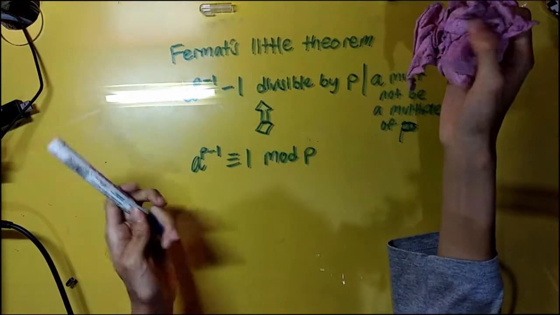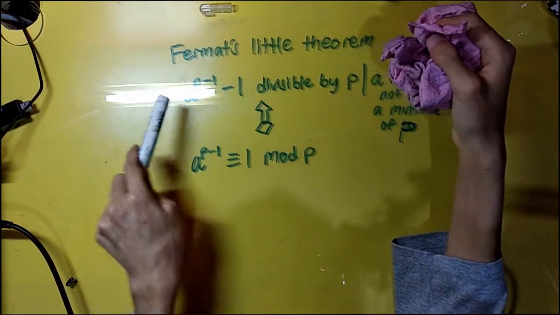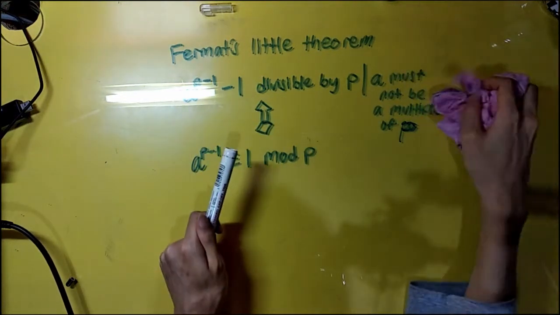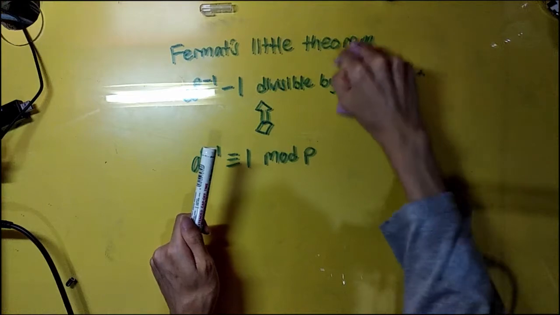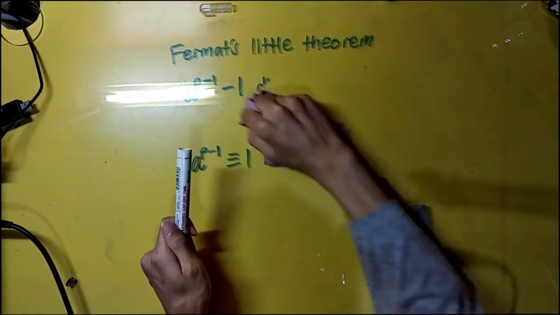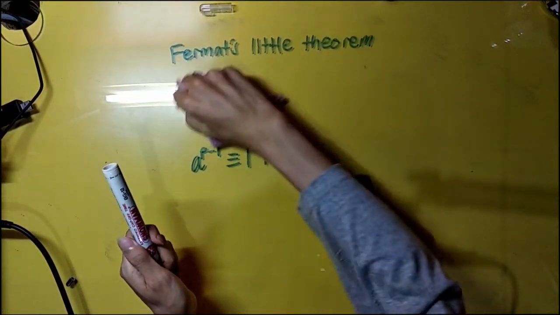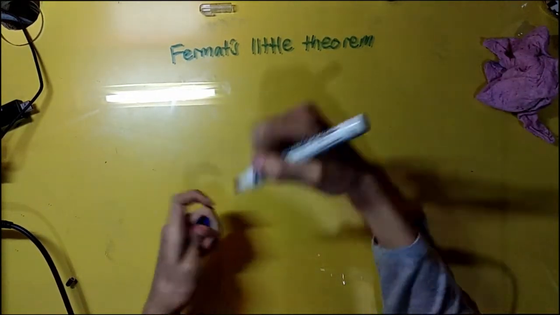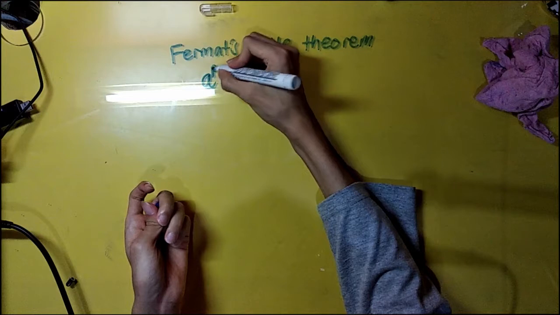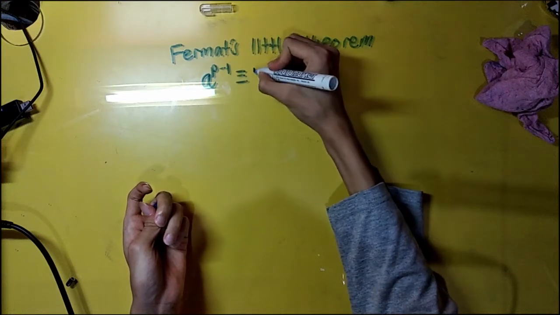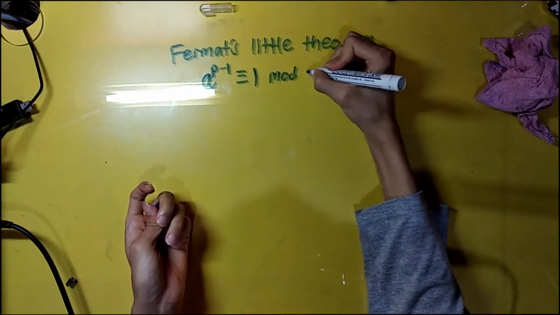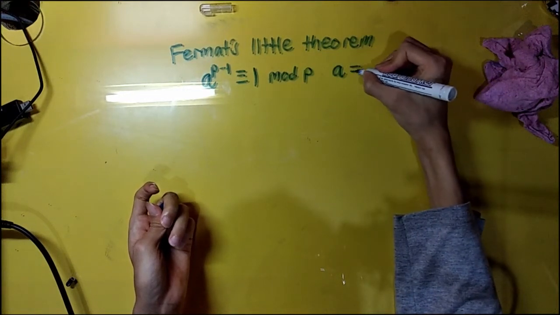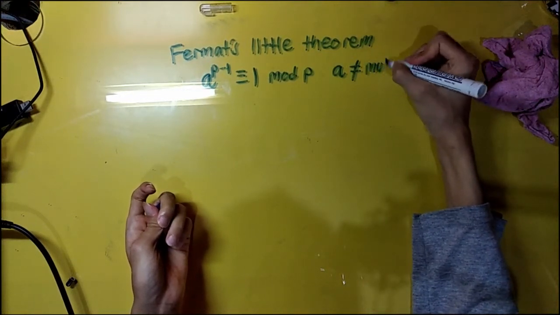Alright, so let's continue. We're going to get rid of this English word now, and we're just going to rely on the shortened math form that everyone in the math department uses. At least you know what it means now. We're just going to set it up on top over here. And I'm also going to stress that a is not equal to a multiple of p.